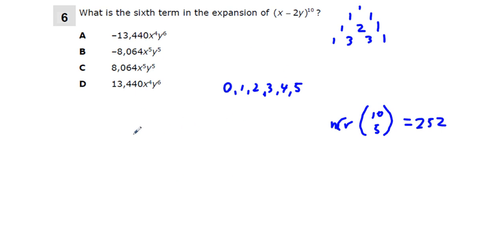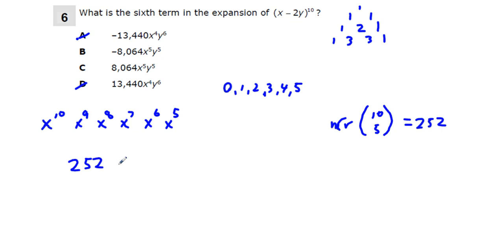And in our 6th term, our first term is going to be x to the 10th. Our second term is going to be x to the 9th. Our third term is going to be x to the 8th. Our fourth term is going to be x to the 7th, and then x to the 6th, and then x to the 5th. So x to the 5th will be the 6th term. Yeah, that's going to eliminate A and D as incorrect answers. So we're going to get 252.